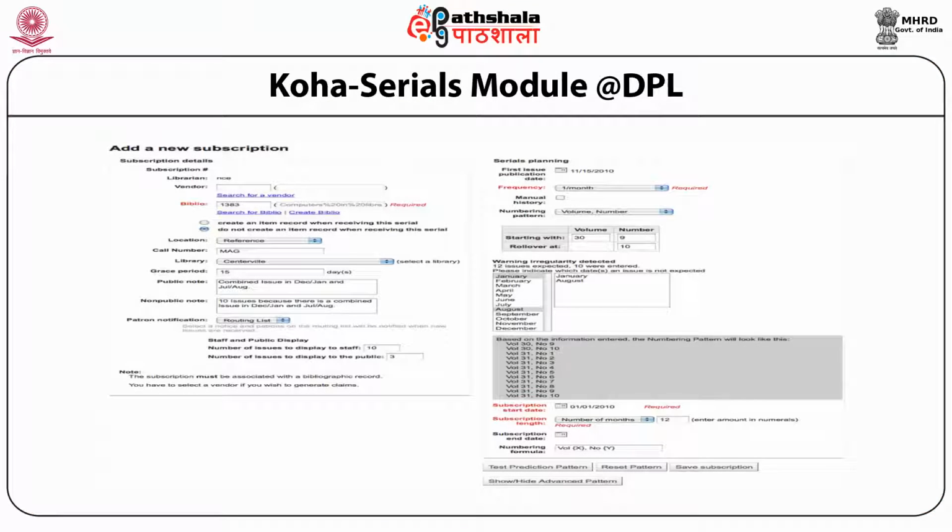In the serials module of Koha, a state of the collection can be defined, which will synthesize the missing publications, received publications, and many more. The state of the collection can also be displayed differently in the OPAC and the librarian interface. The screen shows the serials module of Delhi Public Library with addition of a new subscription to the serials.